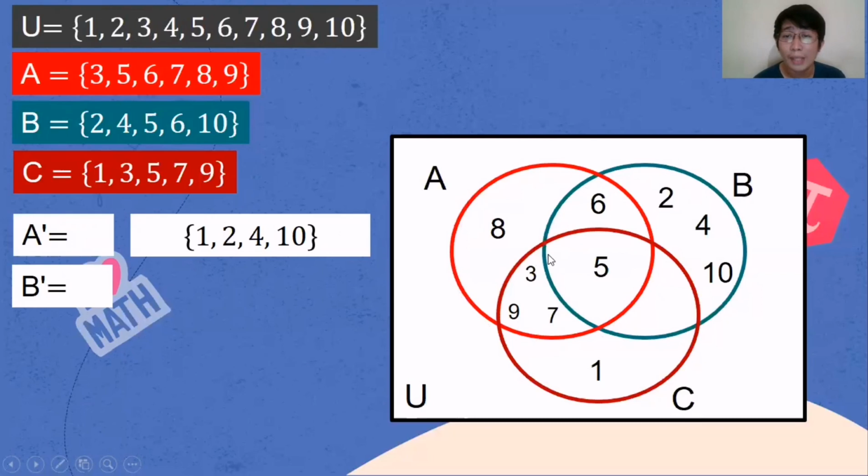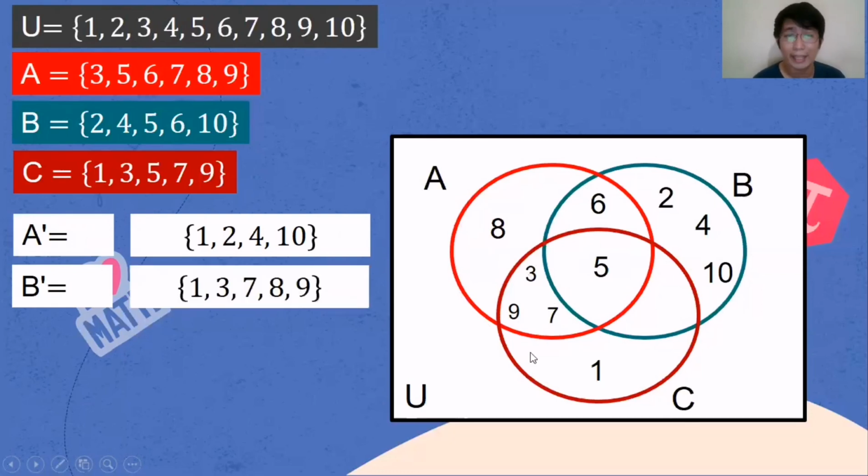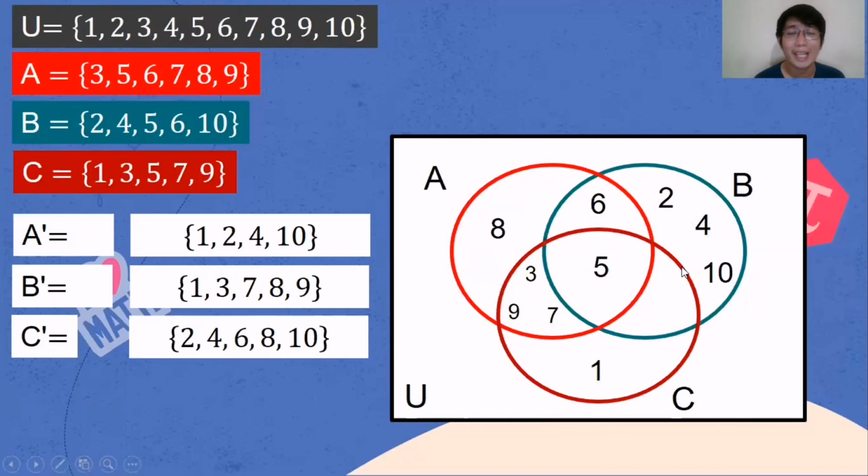B complement. What are the elements outside B? Those are 1, 3, 7, 8, 9. Have you followed? I hope so. What is C complement? What are the elements na wala kay C na meron sa universal set, that is C complement? Ano ang mga elements na nasa labas ng circle ni C? We have 2, 4, 6, 8, 10. Very good. Next one, B minus C. Anong meron si B na wala kay C? So, ibig sabihin, etong mga to.